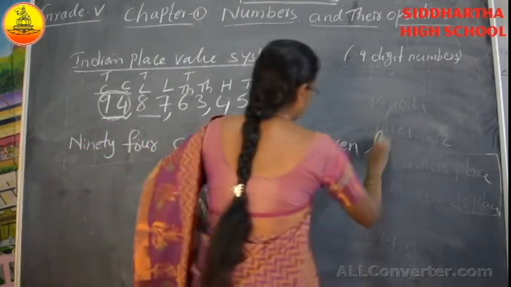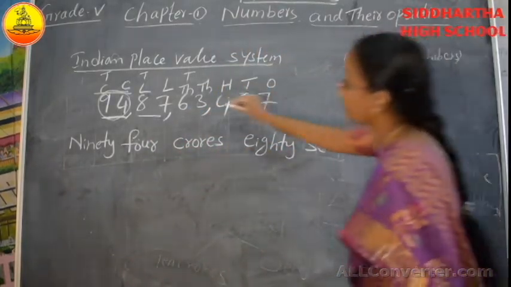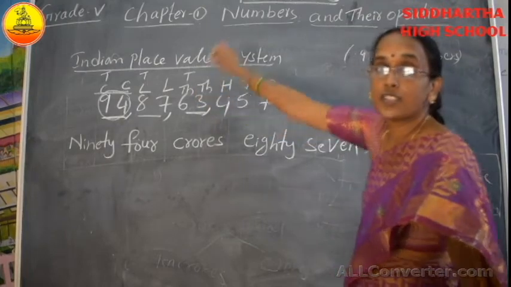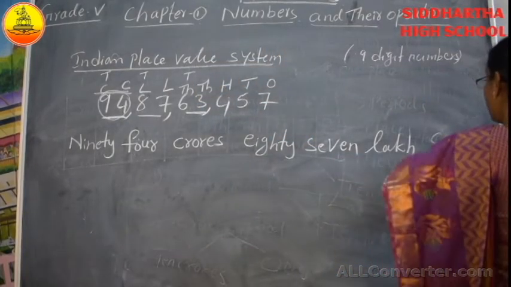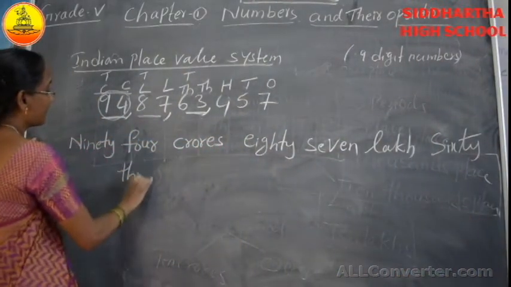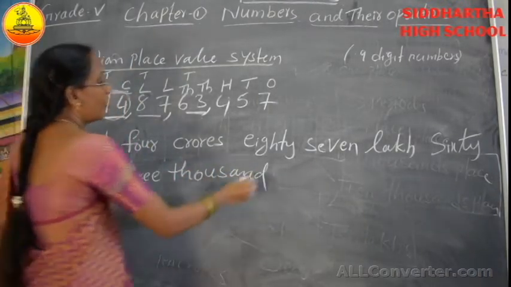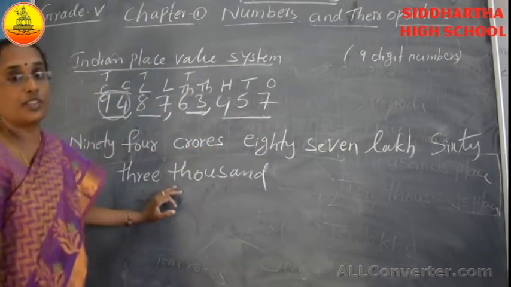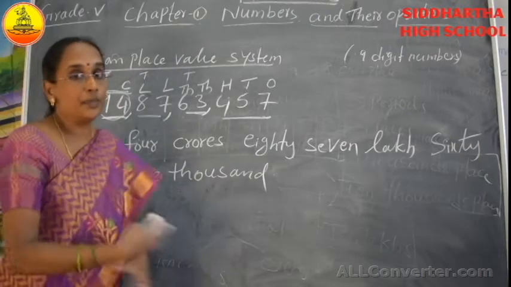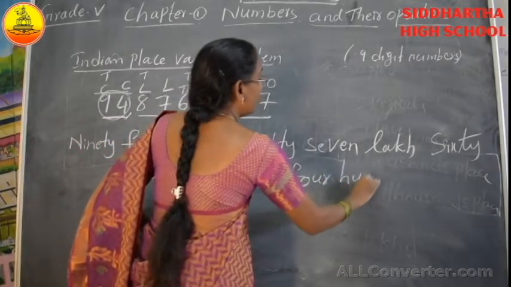87 lakh. Next one, 63,000. Now here, 63 is in the thousands and 10,000 places, which are considered the thousands period. So you can write here 63,000. Now this is the 457. 457 is in the ones period, so you need not write any period name, just directly write 457.